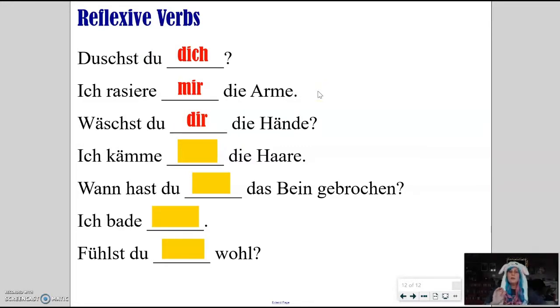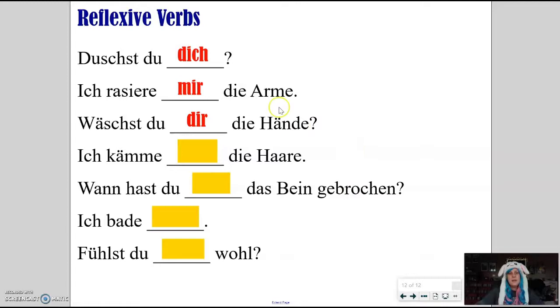So in the ich rasiere mir die Arme, wäschst du dir die Hände, we have another object here, and this body part is the direct object, which means my reflexive pronoun is the indirect object. So that's a really easy thing to look for. If you're filling in or having to decide, is it mich or mir, dich or dir, is there a body part listed? Then it's probably going to be dative.